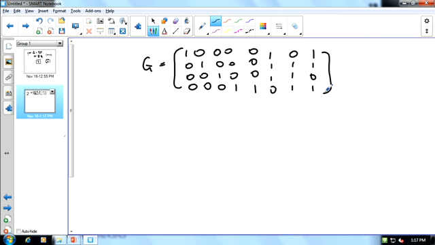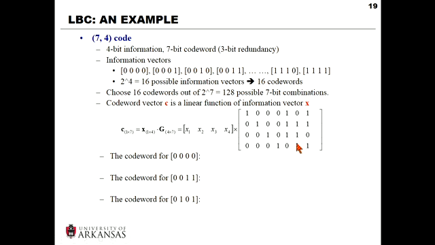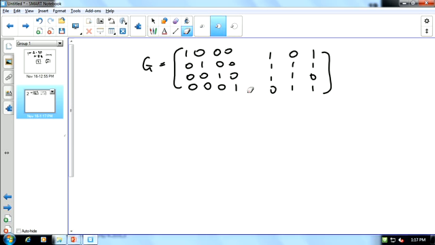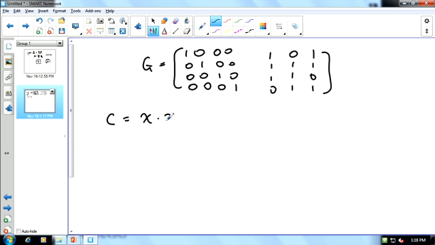It should be 7 columns instead of 8. So given this generation matrix, we can always find the code word as x times G. I use an underscore to represent that it's a vector. If x, for example, is 0, then 0 times anything will still be 0.